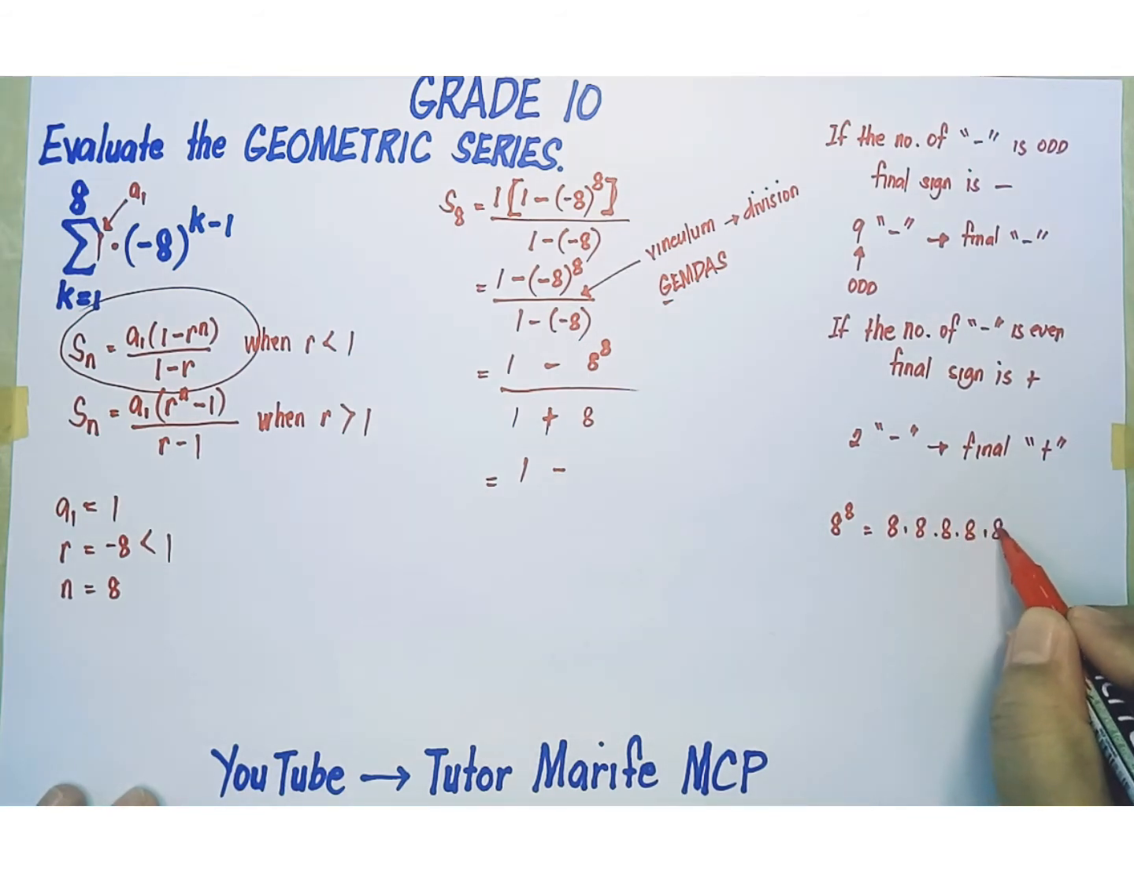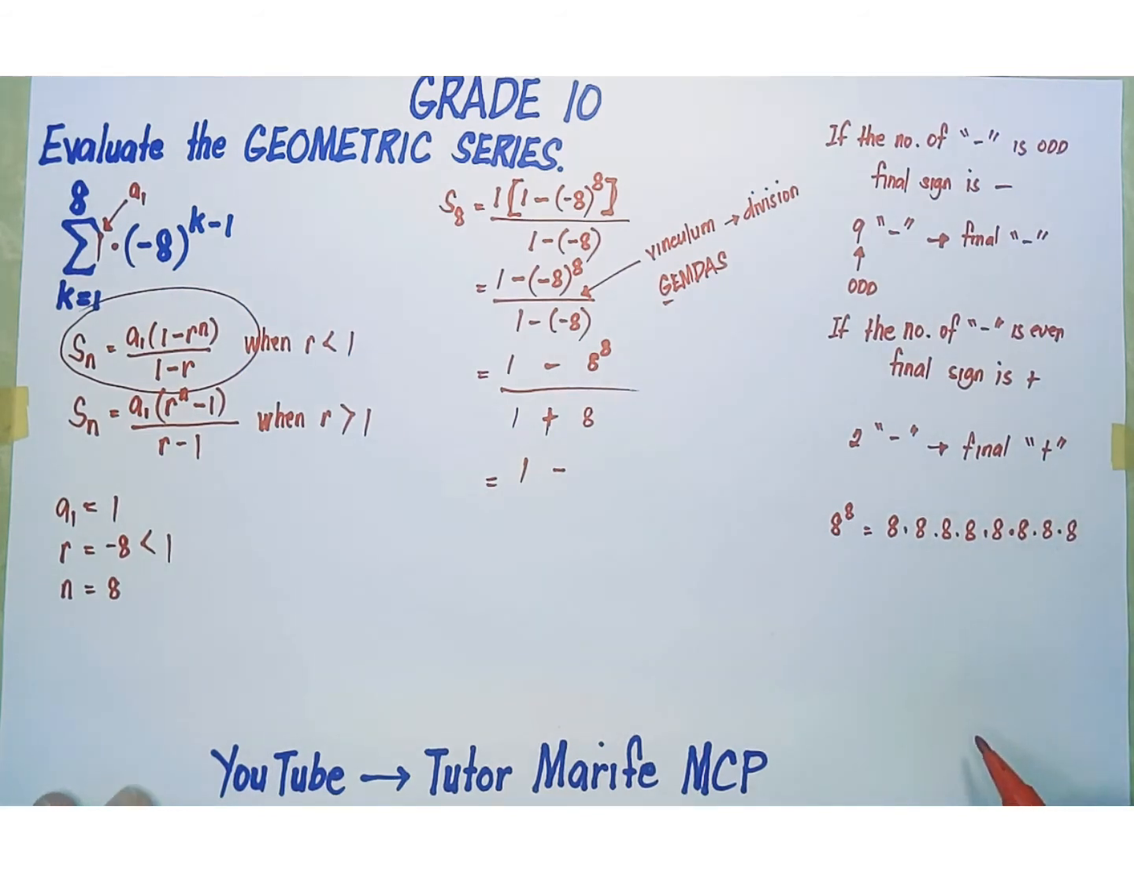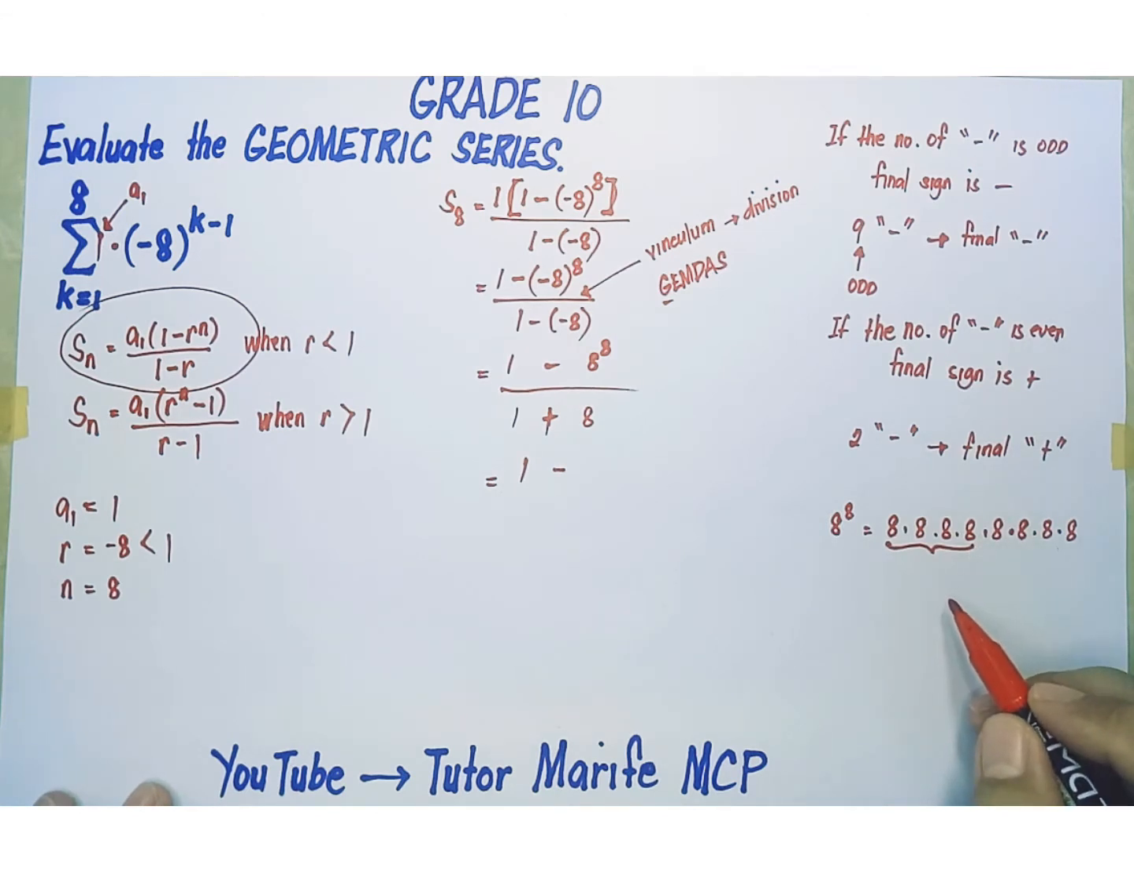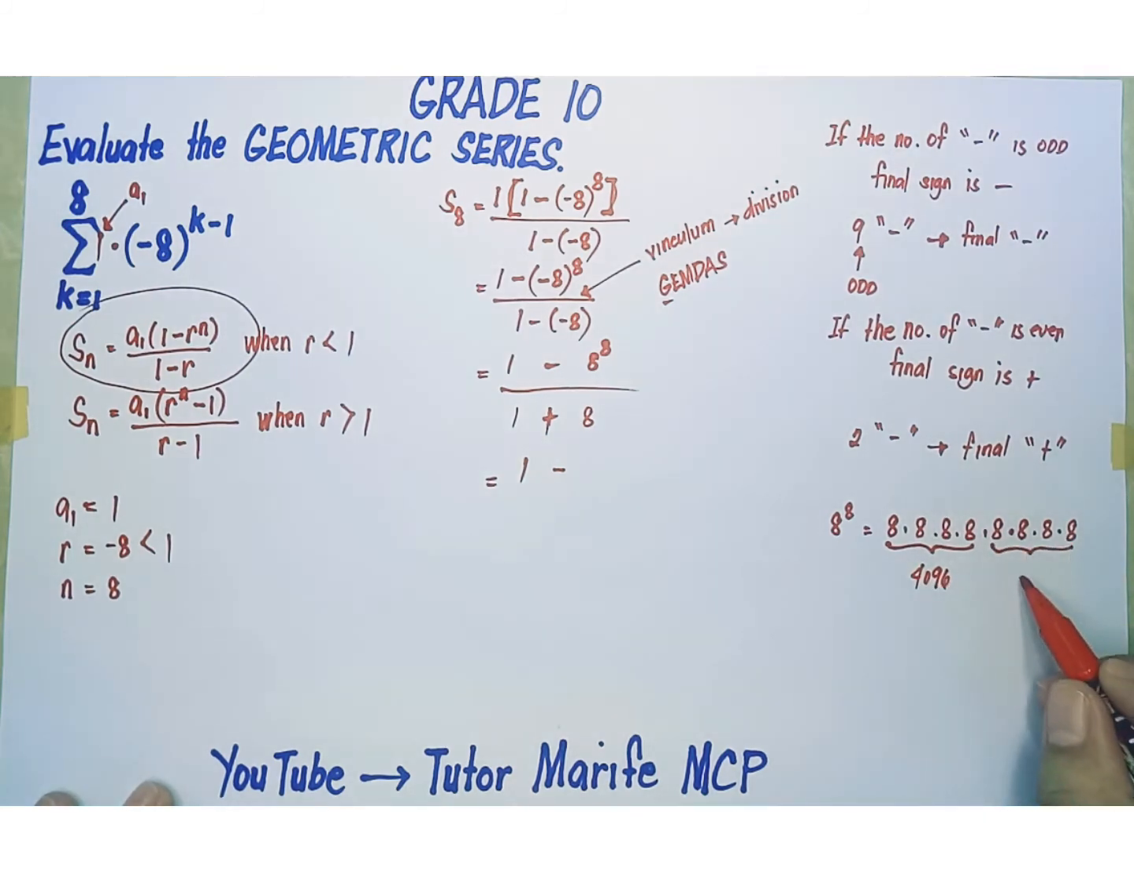8 beses na isusulat mo as a factor ang 8. Okay? So, manually, 8 times 8 times 8 times 8 is actually 4,096. So, 4 ulit, this is another 4,096. And if we multiply 4,096 and 4,096, the result will be the value of 8 raised to 8. So, let's do vertical multiplication.